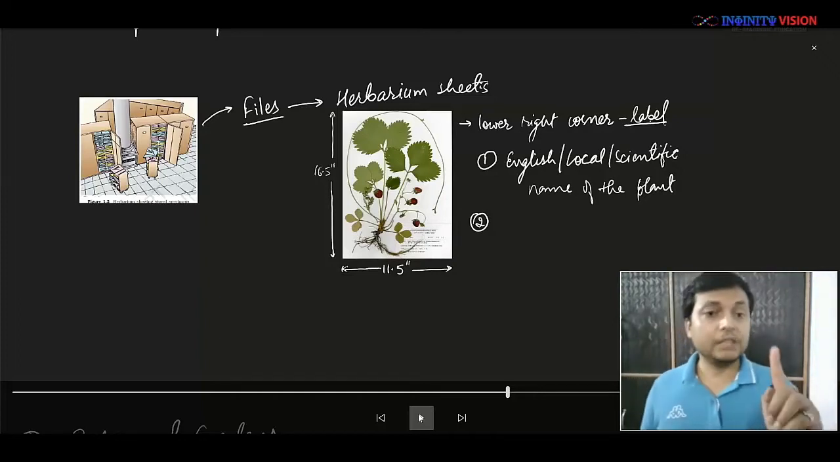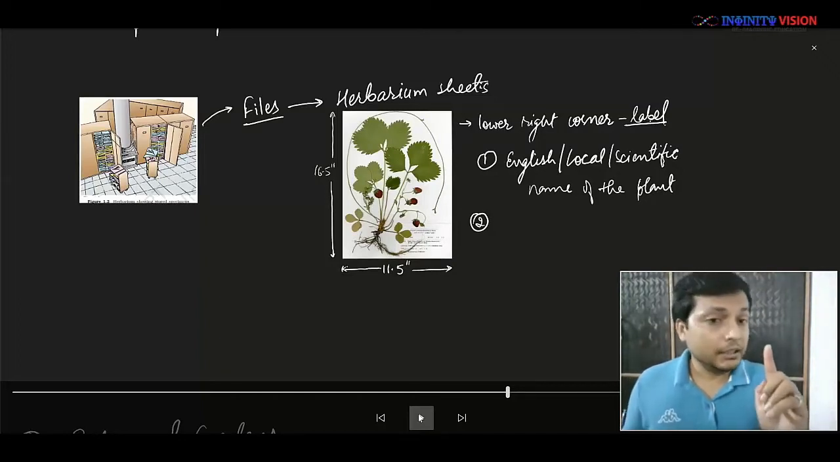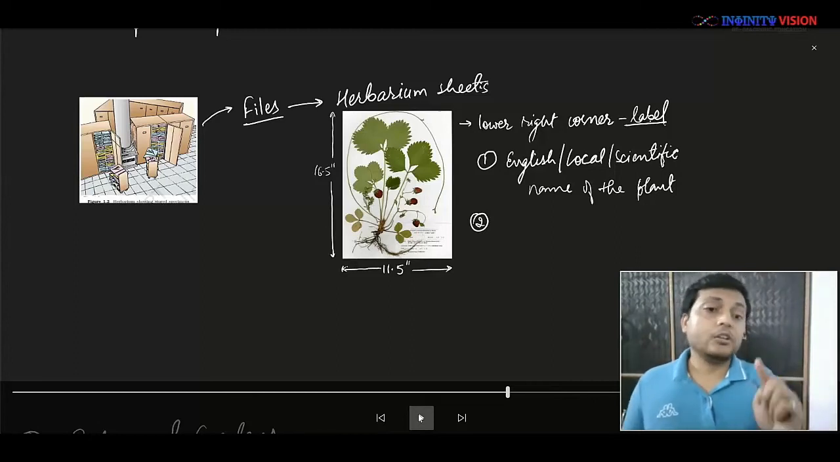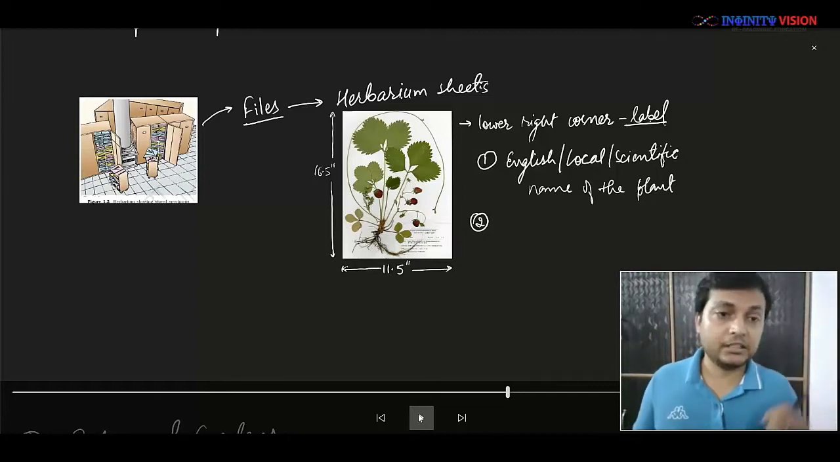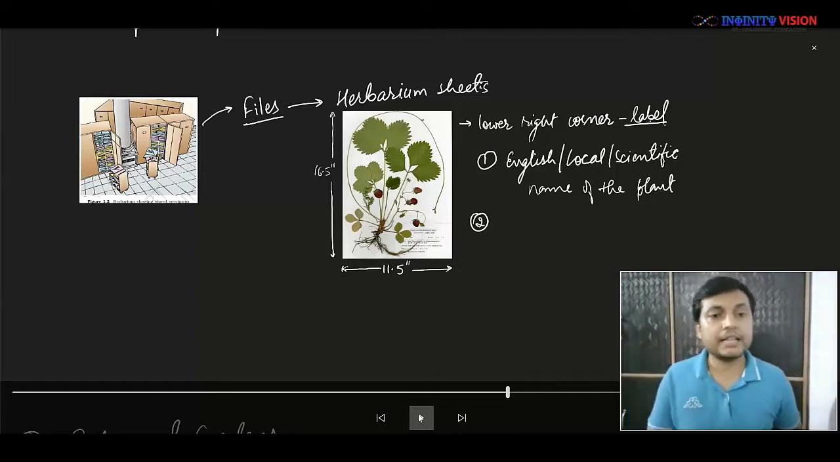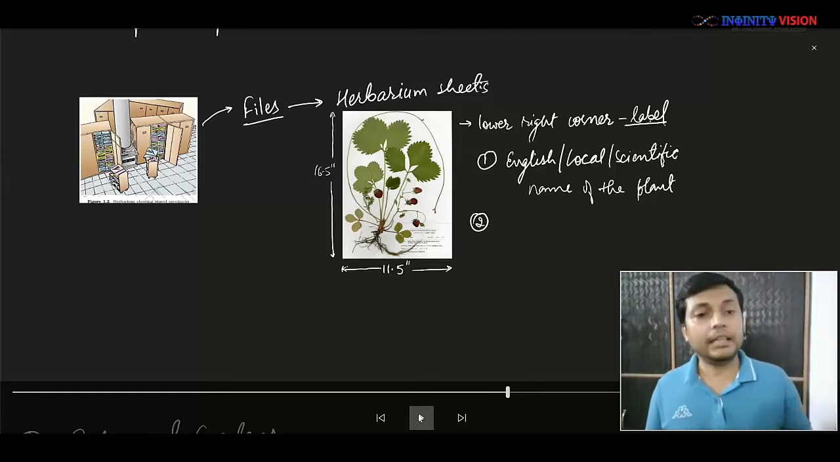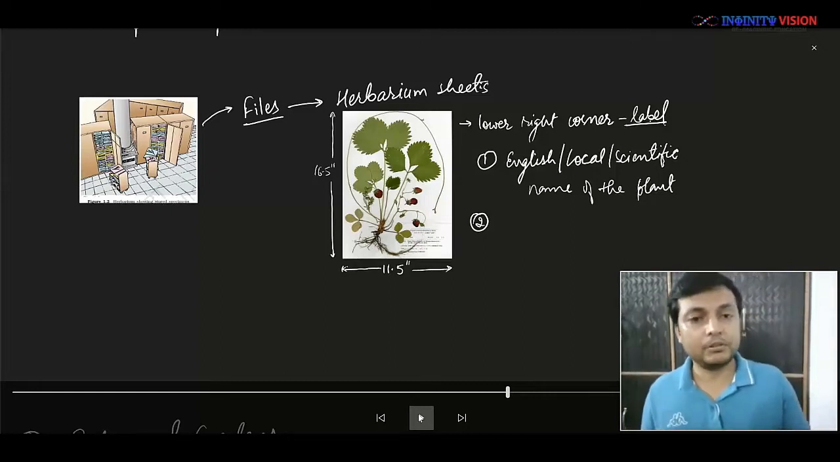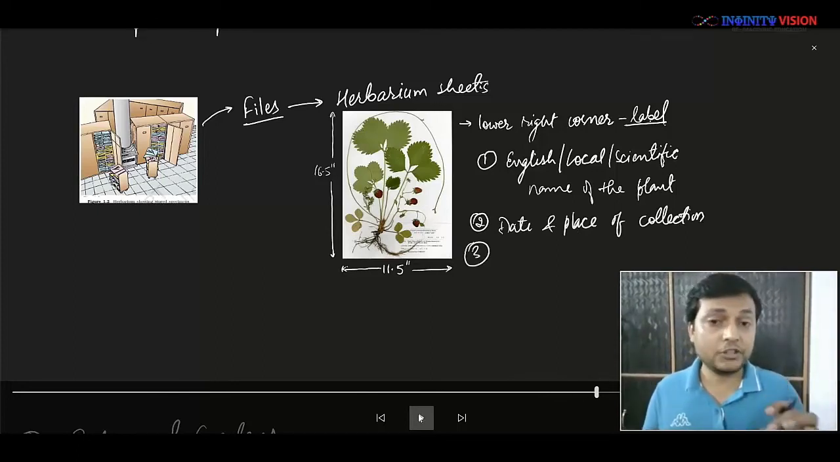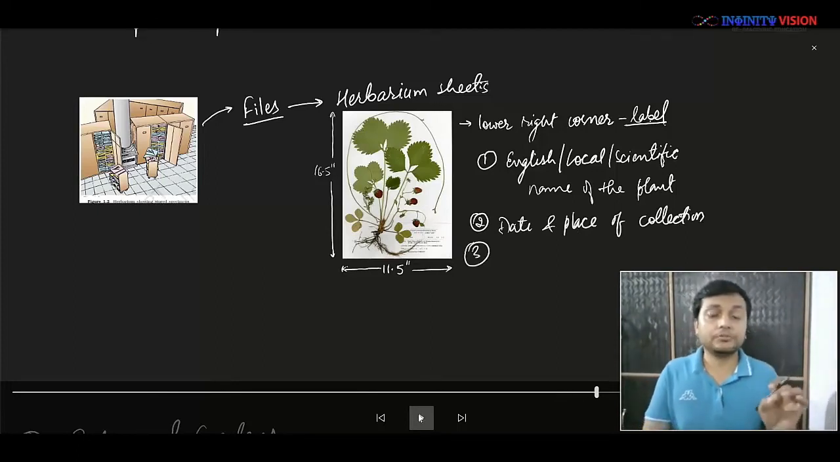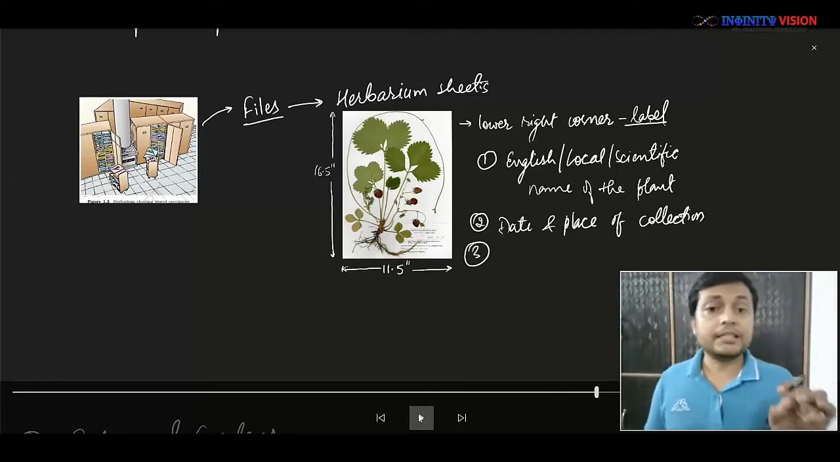So the first thing the label should contain is the name of the plant specimen in all these three languages, that is, English, the local language, and the scientific language, meaning the scientific name of that particular sample or specimen. Okay, what else should it contain? The label should contain the date and place of collection. It is very essential that there be a date and place of collection of the sample. This is to rule out any geographical variation.